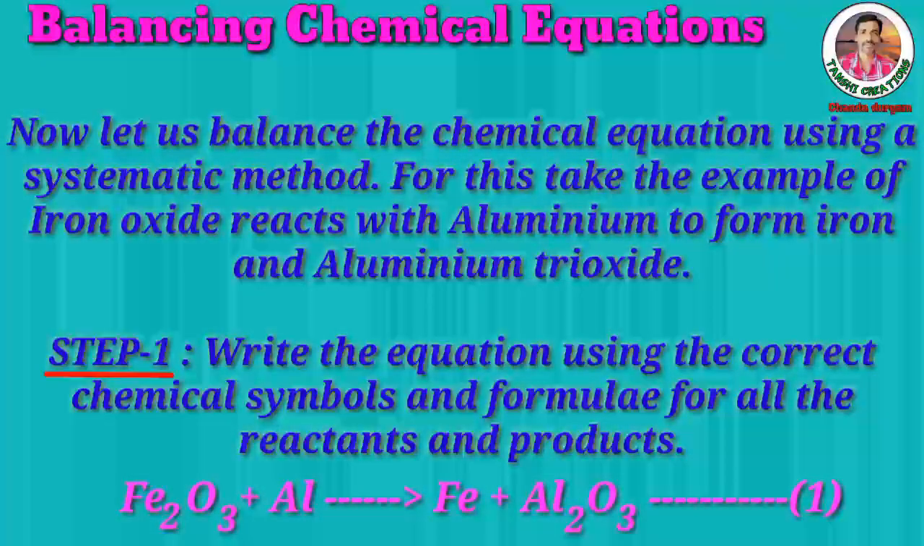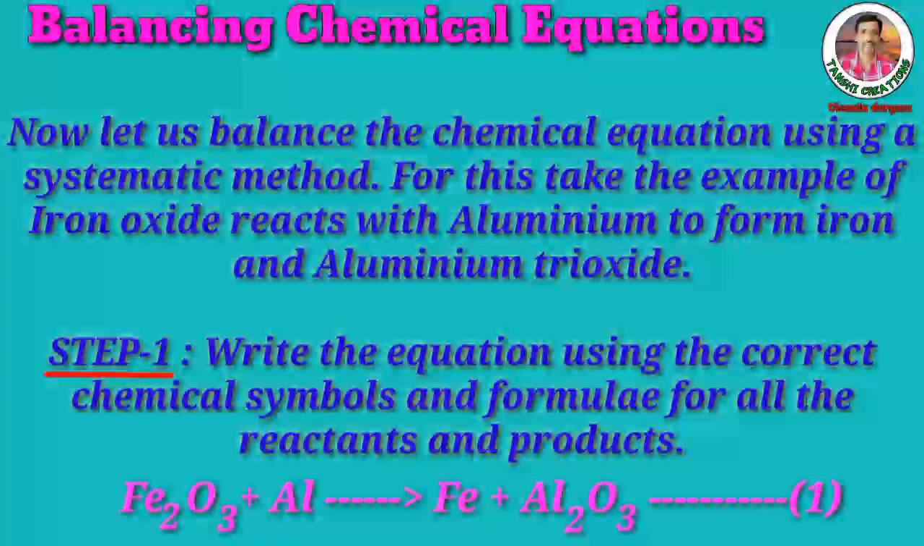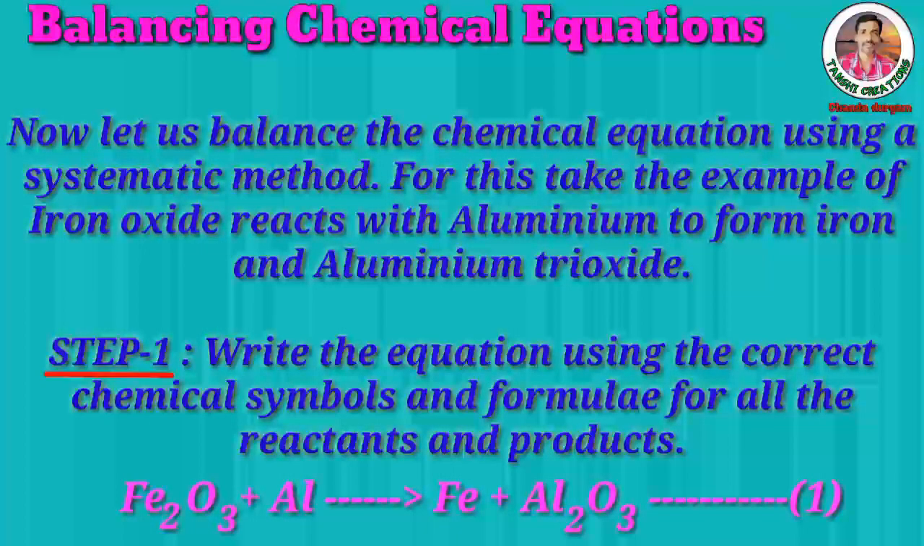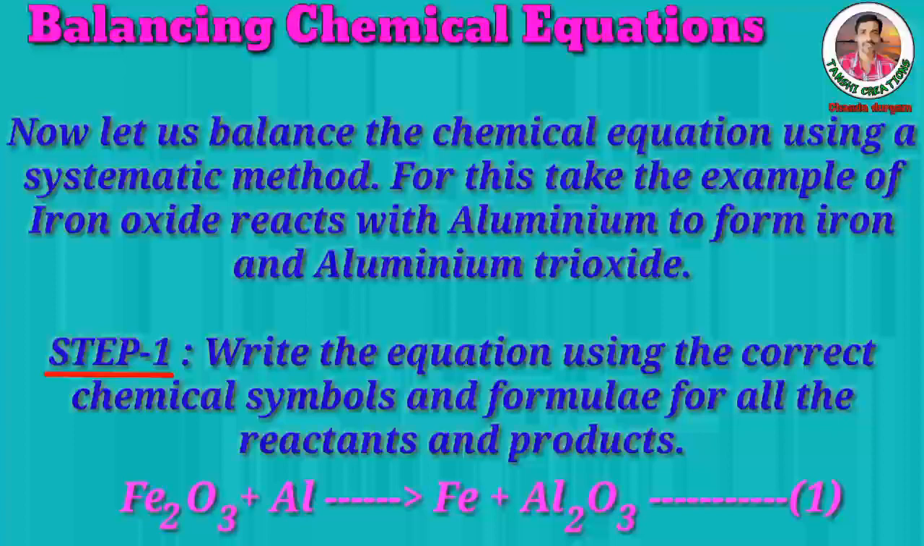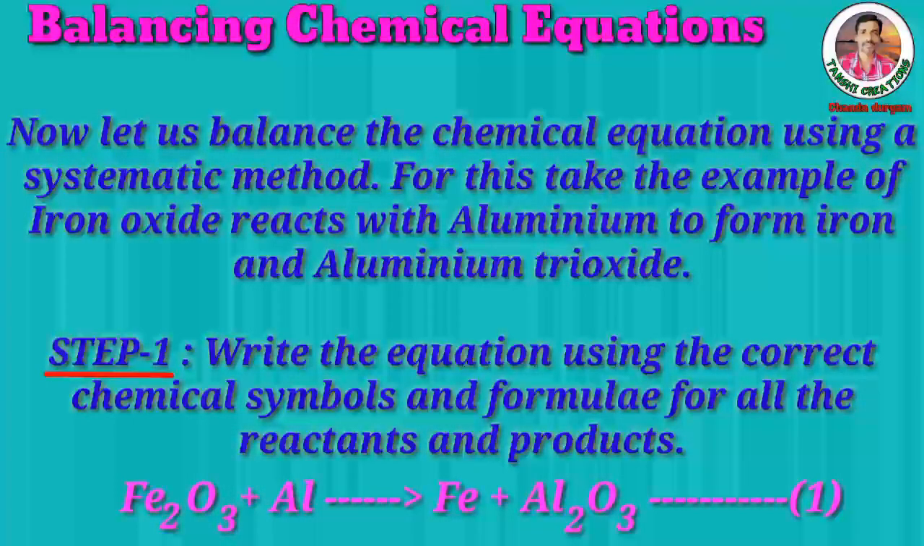Step 1. Write the equation using the correct chemical symbols and formulas for all the reactants and products. For this, the equation is iron oxide plus aluminum gives iron plus aluminum trioxide. Fe2O3 plus Al gives Fe plus Al2O3.